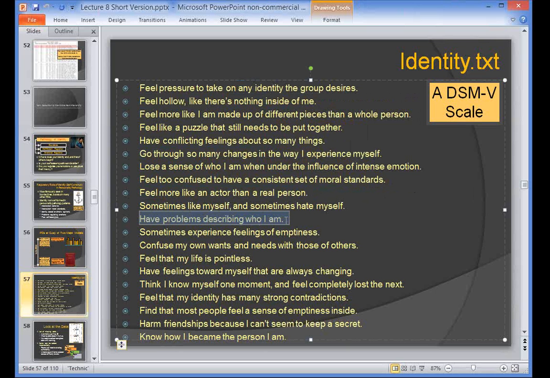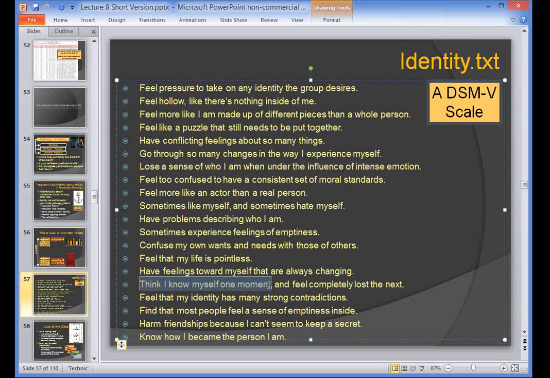"Have problems describing who I am." Obviously, if you have somebody who has poorly formed identity, they don't know who they are. You ask them to reflect on it, and they're going to have difficulty telling you what kind of person they are. If I ask you what kind of person you are, you'll be able to tell me with some precision because you have a personal history and experiences that you can reflect on. Many patients with personality pathology do not.